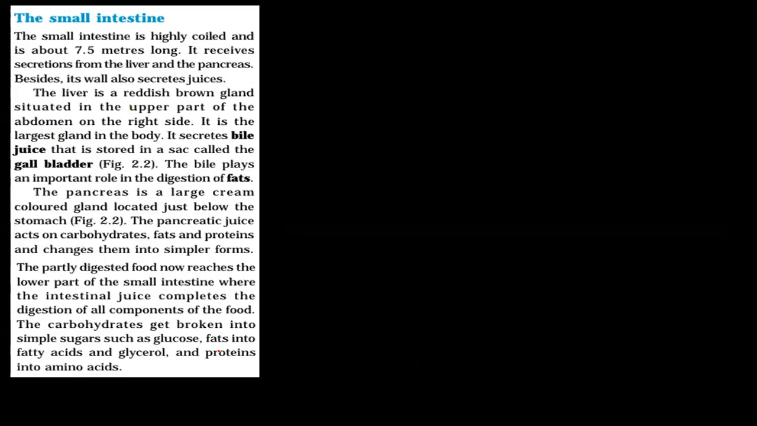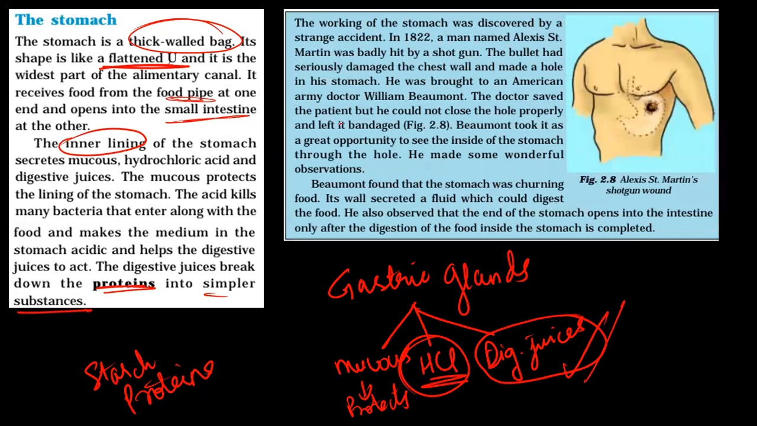Let's move forward. Also, there is some extra information given here. So, the working of the stomach, how was it discovered? You can give it a read. A person was actually hit by a bullet. Alexis Saint Martin was hit by a shotgun bullet, and it made a hole, a serious damage on his stomach. And the doctor, William Beaumont, could save him, but the hole he couldn't close properly. Because medicine was not so advanced at that time, he just bandaged it. But because he cured him, he could actually see the working of the stomach, how juices are secreted, etc. So he made these wonderful observations.